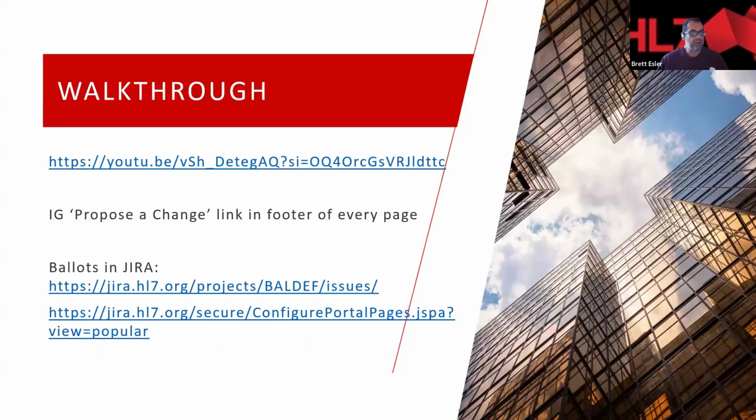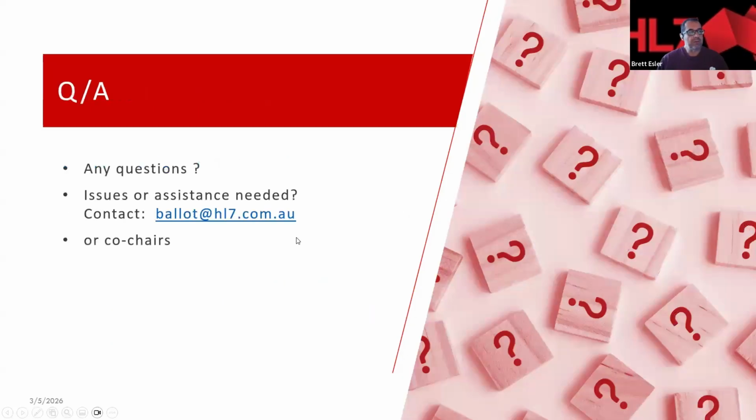So that is pretty much the requirement. If you need to contact anyone, there's an email there to get assistance with voting, or if you're having problems with the voting system, or contact your co-chairs. In this case, the ballot is running under the AU Core work group, so any of the co-chairs from the work group can either direct you to someone that can help, or can help you themselves.